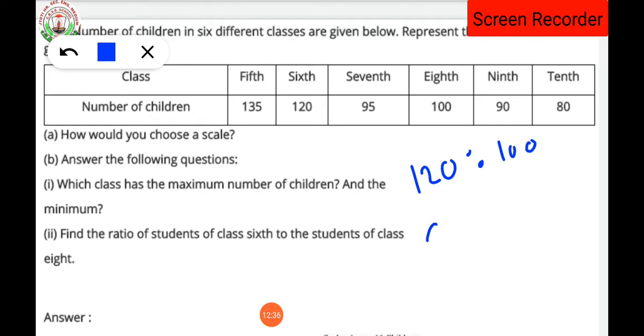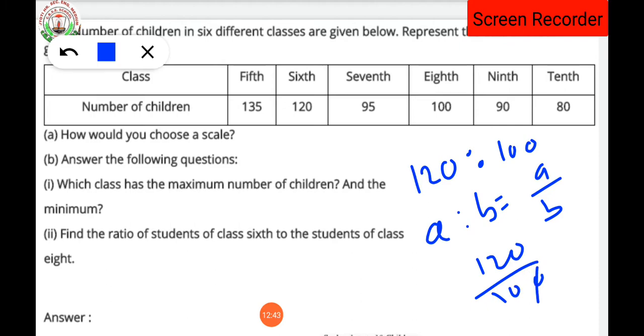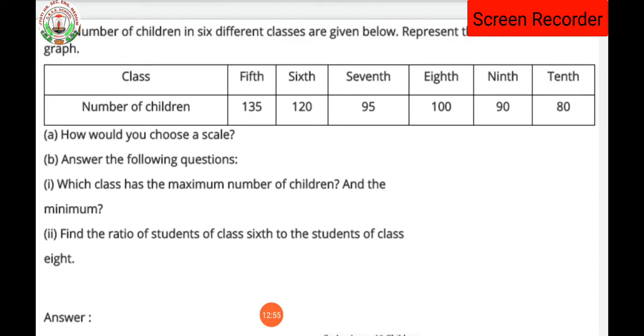Now as we know, the ratio A is to B is equal to A upon B. So 120 divided by 100. The zeros will get cancelled. In the table of 2, 12 will get cancelled 6 times, and 10 will get cancelled 5 times. So what is the ratio we are getting? 6 is to 5. This is the ratio. Understood everyone? Now this is the question explanation.